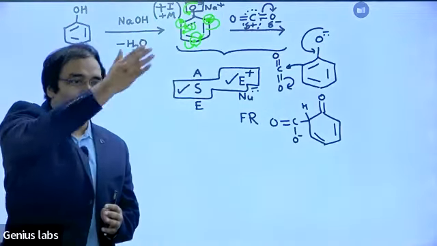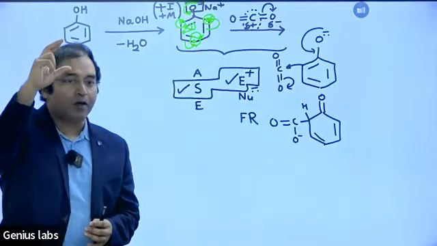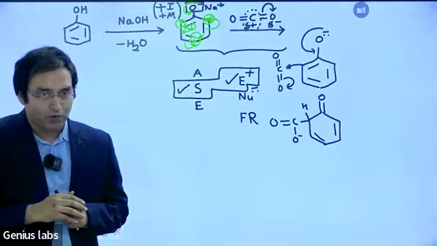O negative is moving all across the ring. So is this O negative concentrated at a particular position? Can it act as a nucleophile, go and attack with this? Answer is no. We can't do that.